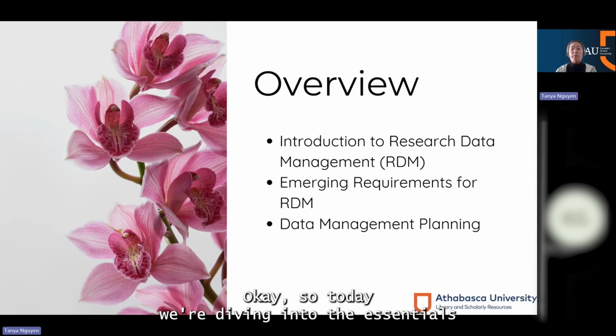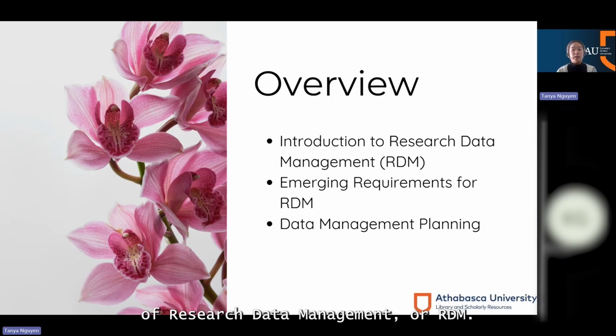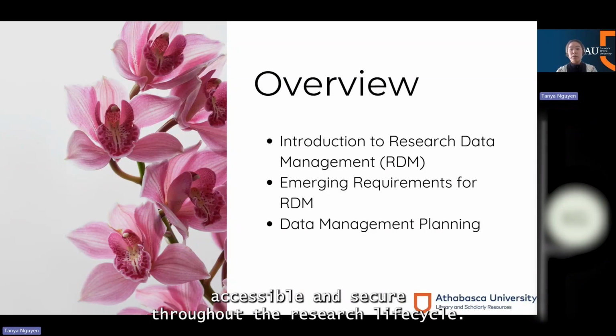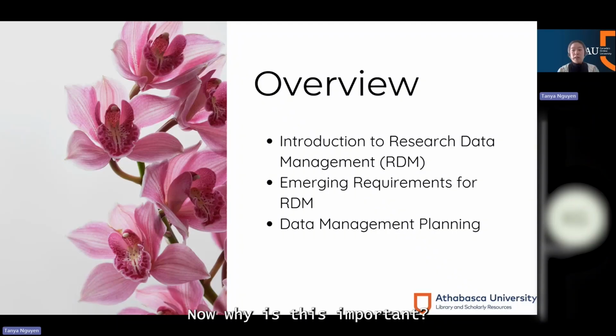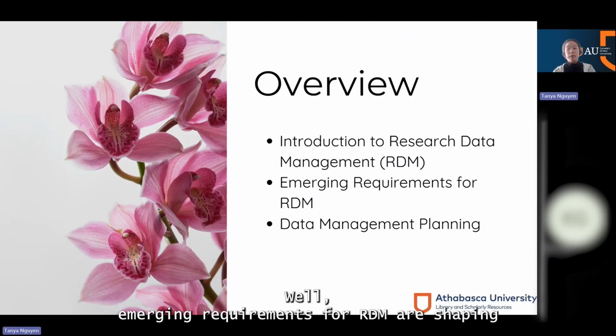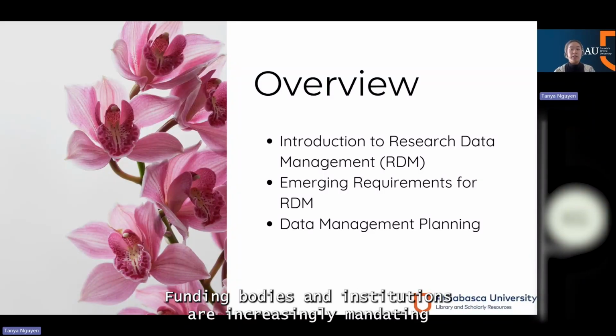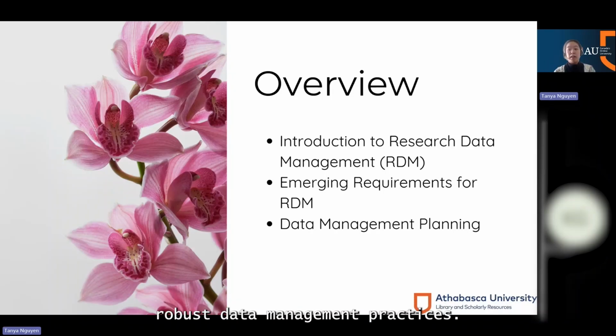Okay, so today we're diving into the essentials of research data management, or RDM. First, let's touch on what RDM is. It's an approach to managing data that ensures it's organized, accessible, and secure throughout the research lifecycle. Now, why is this important? Well, emerging requirements for RDM are shaping how research is conducted and shared. Funding bodies and institutions are increasingly mandating robust data management practices.